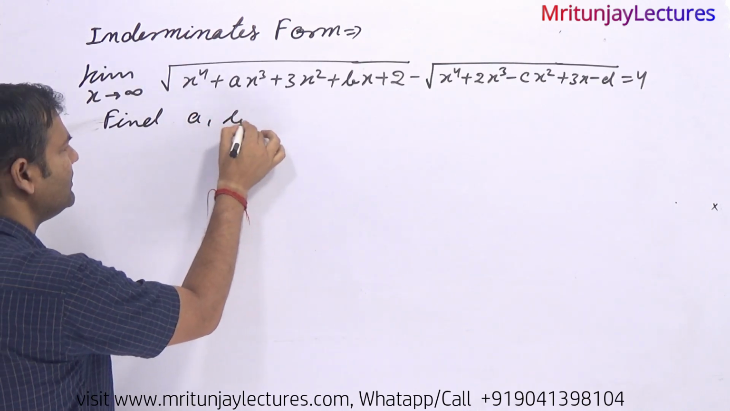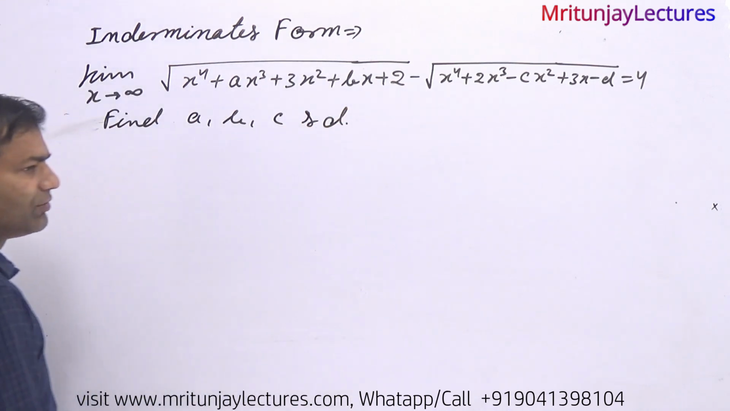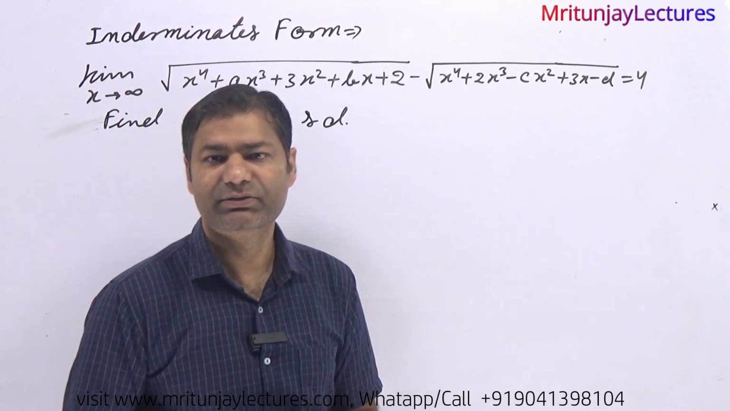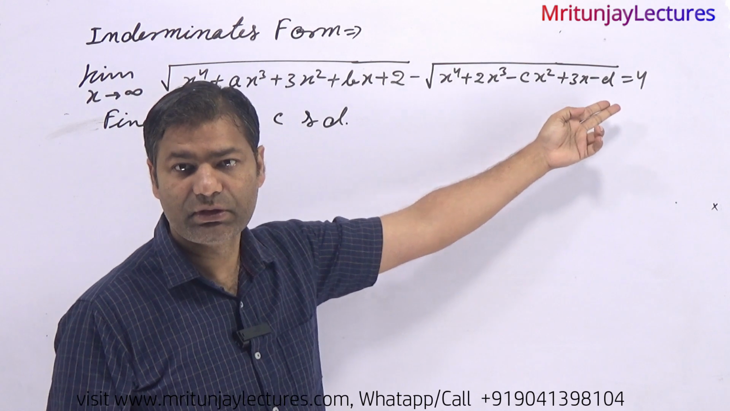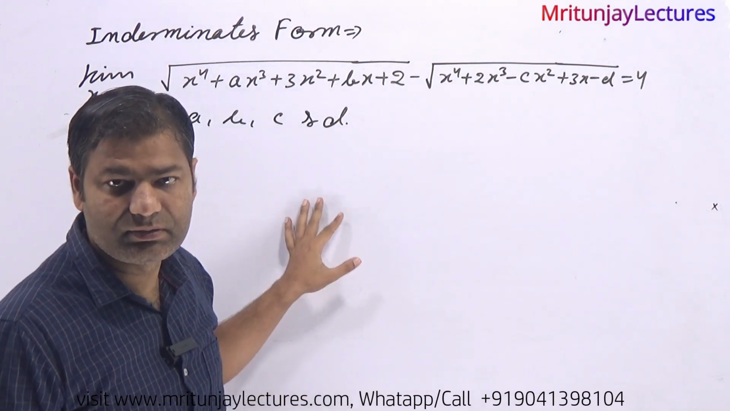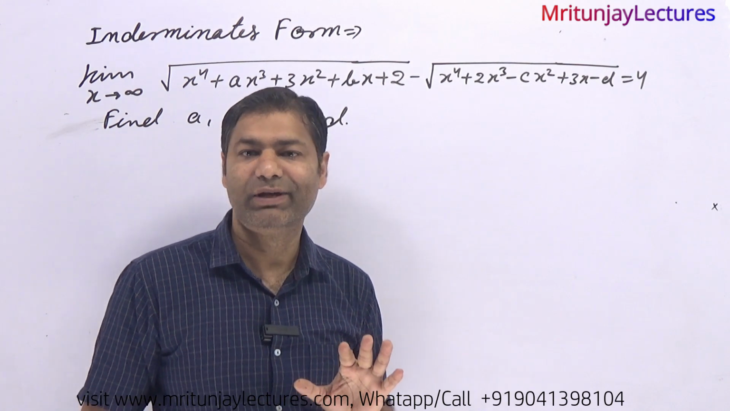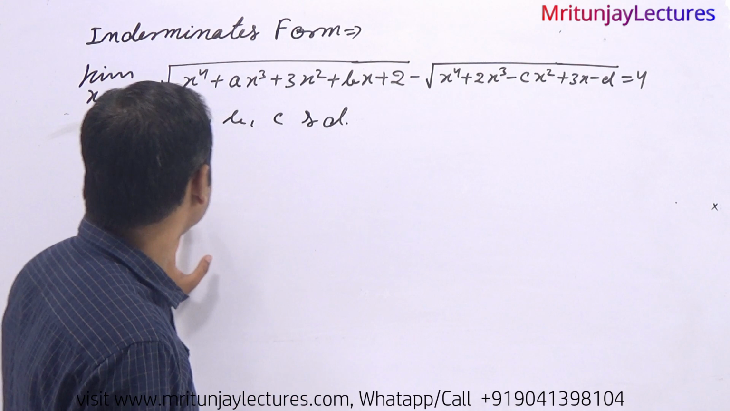Find A, B, C and D. This question is given like this: if x tends to infinity, then this one minus this one will be equal to 4. Then what is the value of A, B, C, D? Our motto is to determine and evaluate the values of the constants A, B, C, D. So how can we determine them?